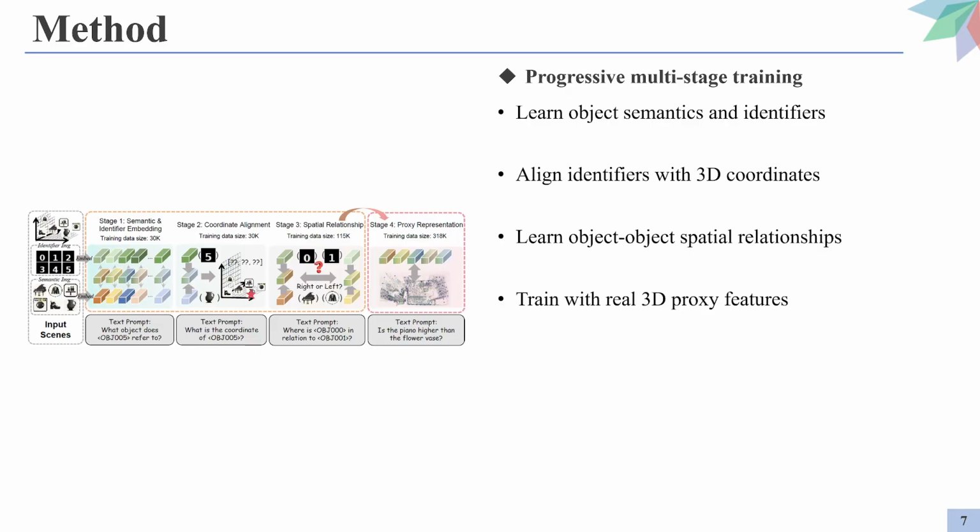In the first stage, the model learns the relationship between object categories, object identifiers, and language tokens. In the second stage, it learns coordinate alignment by predicting the 3D positions of identified objects. In the third stage, it learns spatial relationships such as left, right, above, or below. Finally, the simplified representations are replaced with actual 3D proxy features extracted from RGB scenes. This gradual process helps transfer basic object and spatial knowledge to the final proxy representation.